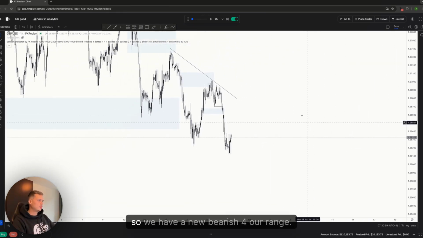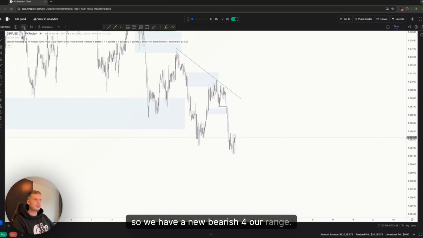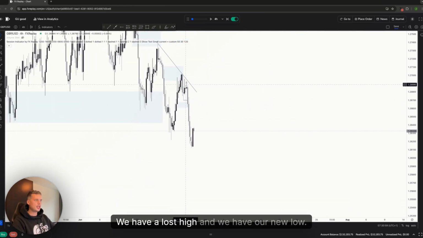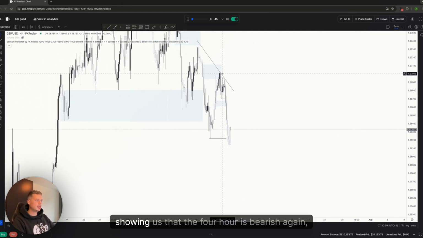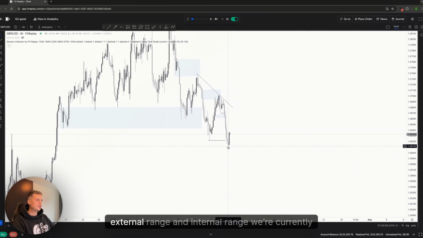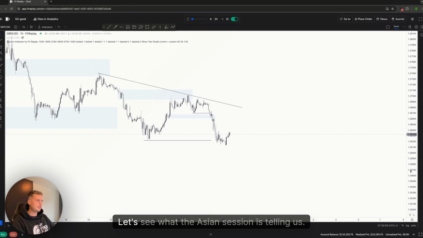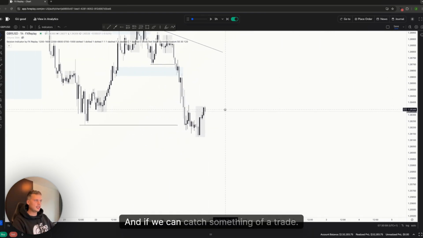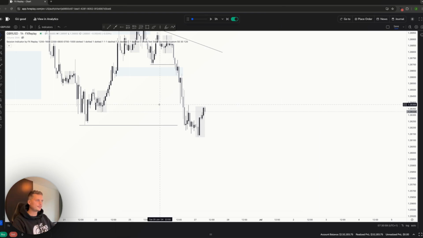All right, so we have a new bearish 4 hour range. Let's jump into the 4 hour. We have a last high and we have our new low. So we have a bearish break of structure over here, showing us that the 4 hour is bearish again. External range and internal range we're currently trading in. Let's see what the Asian session is telling us and if we can catch something of a trade.